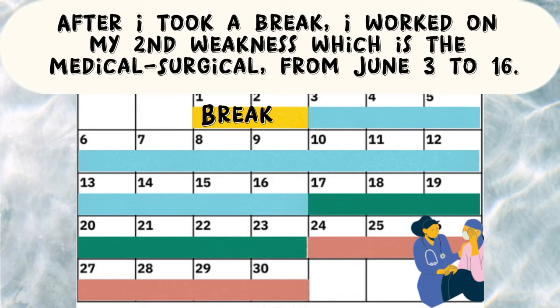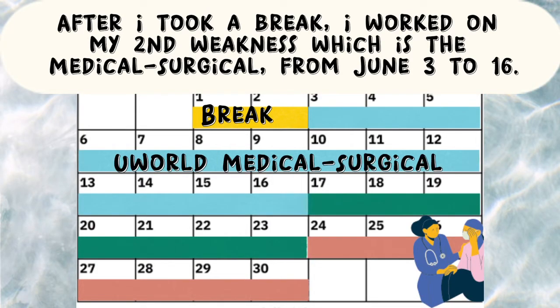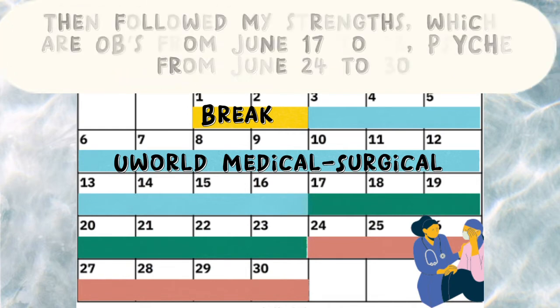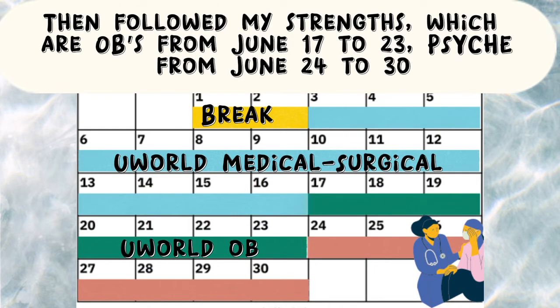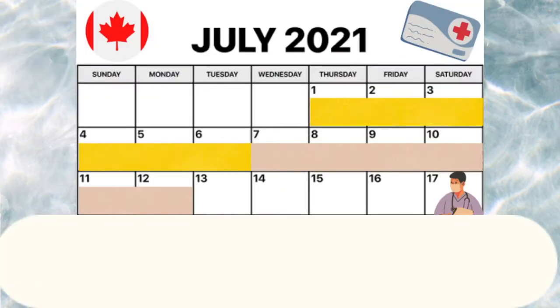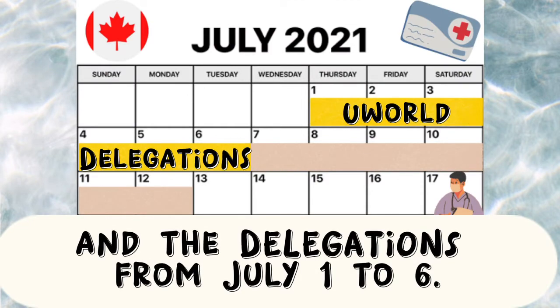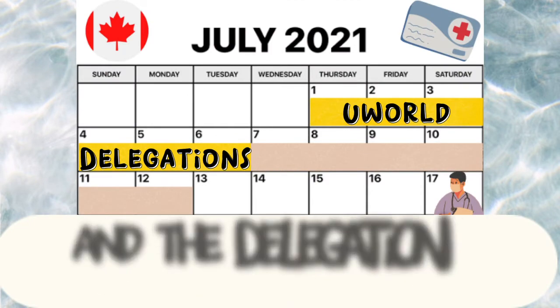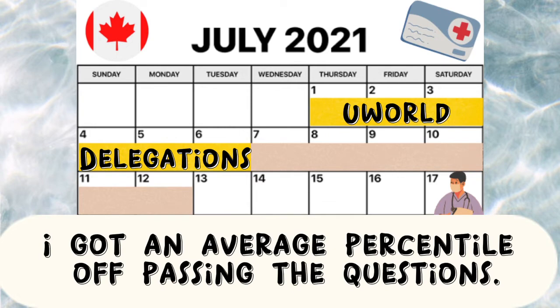After I took a break, I worked on my second weakness, which is medical surgical, from June 3 to 16. Then followed my strengths, which are OB from June 17 to 23, Psych from June 24 to 30, and delegations from July 1 to 6. I got an average percentile of passing the questions.